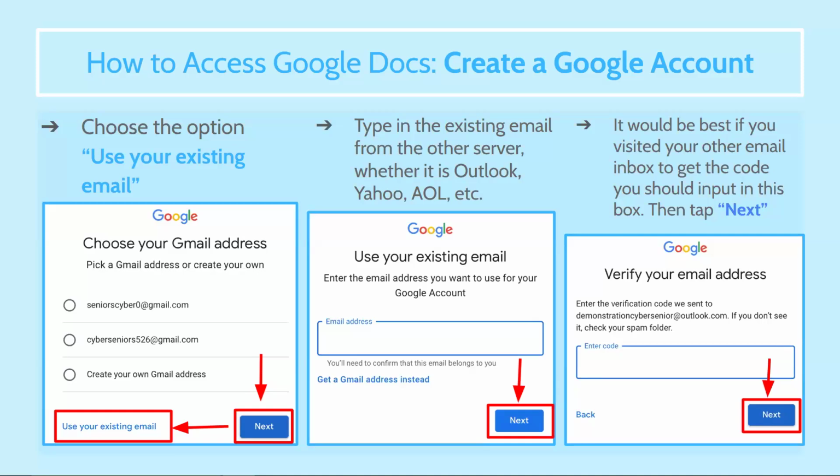So for example, here, I was using my Outlook email, right? And they sent a verification code to my Outlook email. So I verify that email. And I will use this account only to use Google Docs. It means I cannot receive messages on this account.